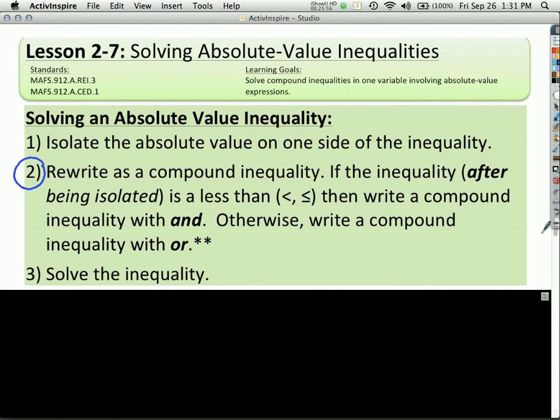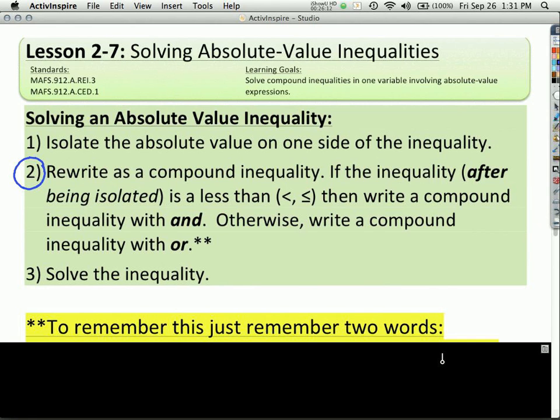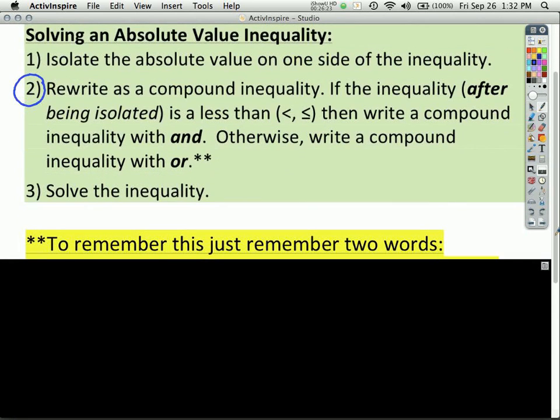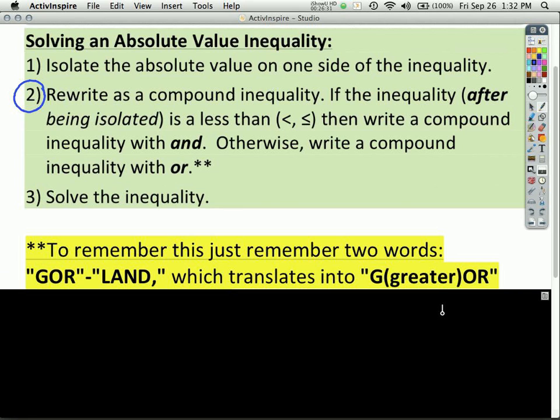Now, step number 2 is where most of our effort is going to be, because we already know how to do numbers 1 and 3. The good news is, and you see these 2 little stars here, that's because I have a memory device for you. The memory device is a little bit silly, but it works. And I know it works because I've been using it for 8 years, and it works every single year. So you're going to remember 2 words, and the words are nonsensical words. They're not words that you're going to use in everyday language. But you'll remember them, and they have important meaning. The 2 words you're going to remember are gore and land. Goreland.